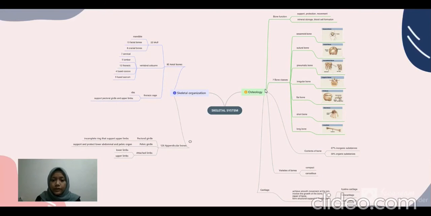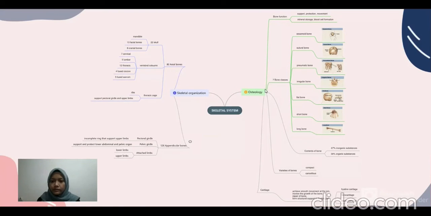For the next one, I will show you about the skeletal system. There are 2 parts: skeletal organization and osteology. For osteology, the bone functions are support, protection, and movement. It also contains mineral storage and blood cell formation.